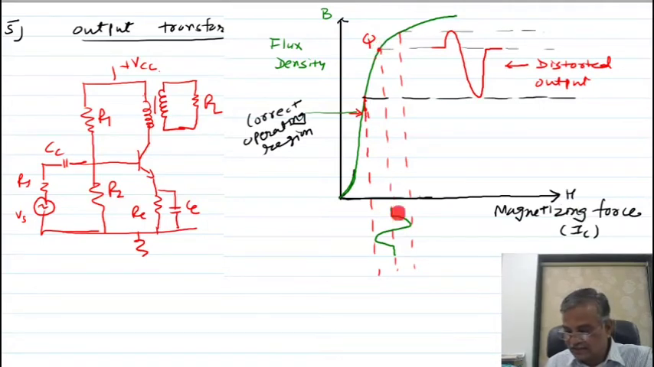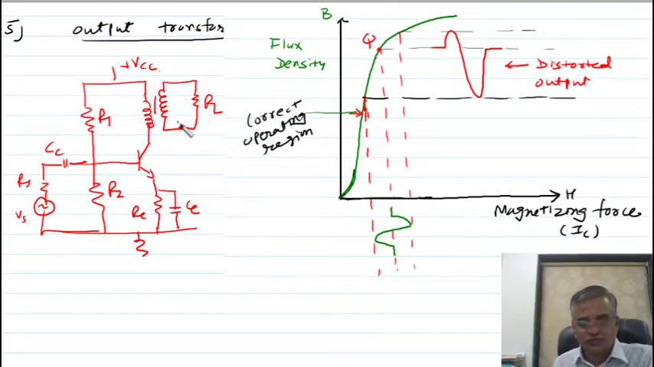So as the AC collector current is changing, the corresponding proportional change in the flux does not take place in the secondary. As a result, the output will be distorted. This is called the output transformer saturation problem. For correct undistorted output, your Q point should be here. So when you apply the input signal, proportional flux will change in the secondary, and you will not get distorted output voltage.